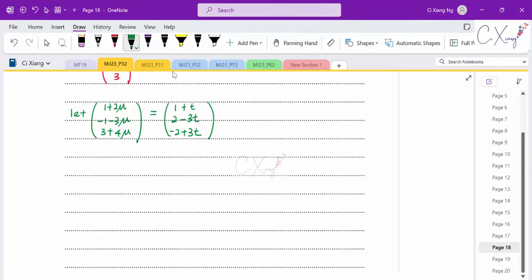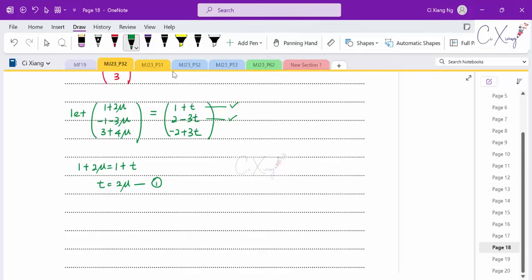You need only two equations to solve and get the value for mu and t, right? So maybe I will use the first one and also the second one to solve for the value of mu and t. From the first equation, I'm having 1 plus 2 mu equals 1 plus t. Therefore, t equals 2 mu, and this is my first equation that I get.